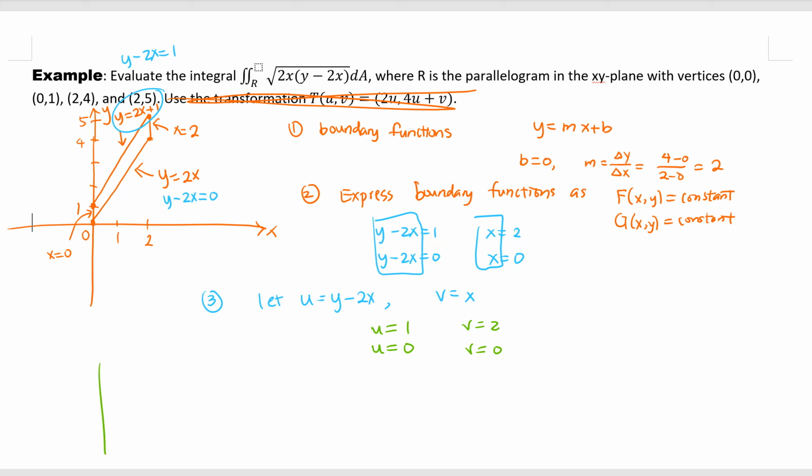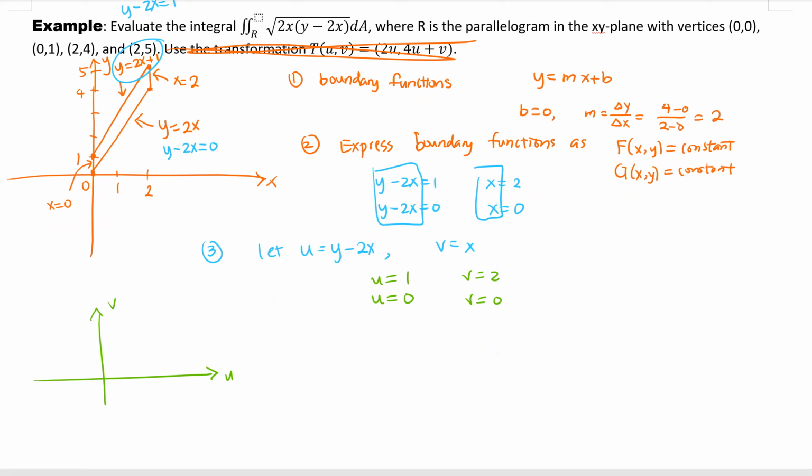So I can draw a picture. This is the uv plane. Okay, the uv plane. And now what happened? u is from 0 to 1. v is from 0 to 2. Now you see? Okay, so wow, this is much easier. We just get a rectangle, right?